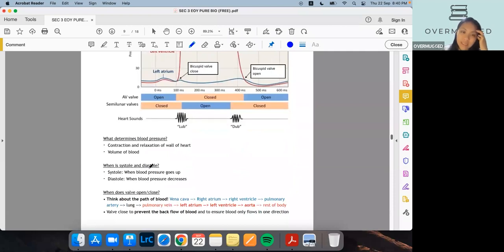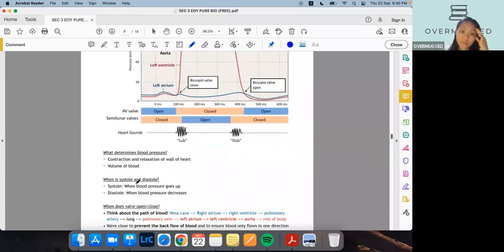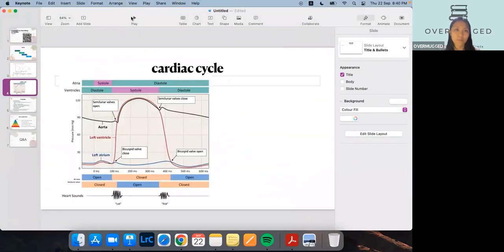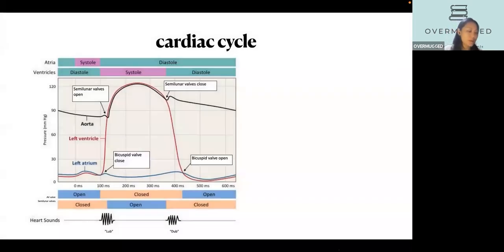Okay, and then when is systole and diastole? And when does the valve open and close? Okay, so I'm going to go straight into this because I want to draw. Let's target the part about systole and diastole first. So when is systole and when is diastole?